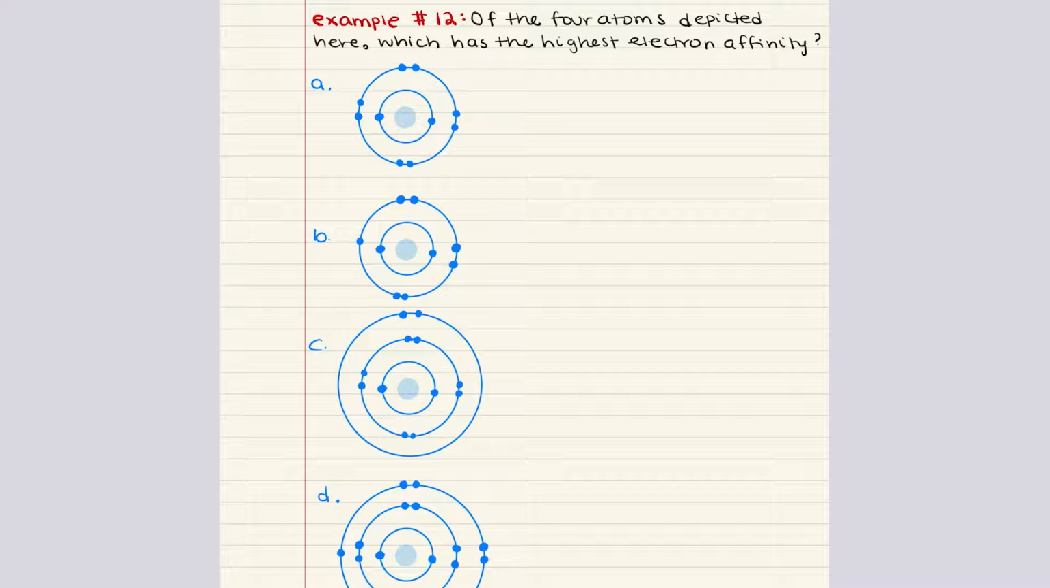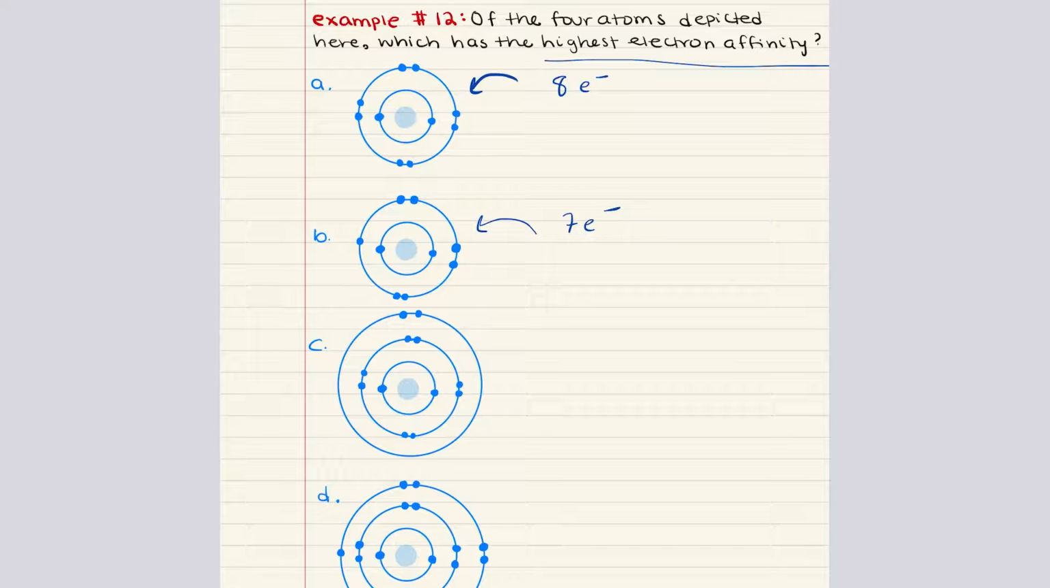So atoms with nearly full outer shells, like the halogens, tend to have high electron affinity because they release a significant amount of energy when they gain an electron to complete their valence shell. So let's examine each of these options. Answer choice A has a total of 8 electrons in its outer shell. It already has a satisfied octet, and so this element is not going to have the highest electron affinity because it already has a complete outer shell. If we look at answer choice B, there are 7 electrons in its outer shell.